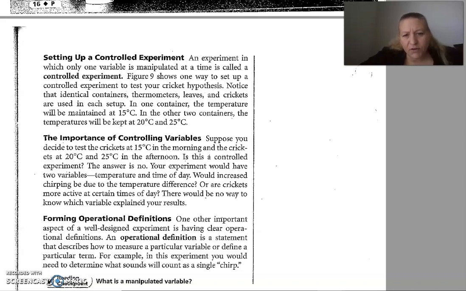The importance of control variables. Suppose you decide to test the crickets at 15 degrees C in the morning and the crickets at 20 degrees C and 25 degrees C in the afternoon. Is this a controlled experiment? The answer is no. Your experiment would have two variables, temperature and time of day. Would chirping increase due to the temperature difference, or are the crickets more active at certain times of day? There would be no way to know which variable explains your results. So it is very important when we're designing our experiments, right?